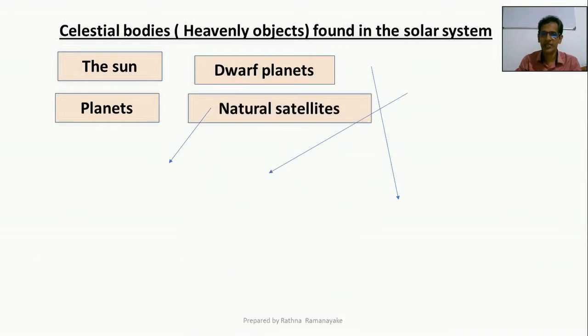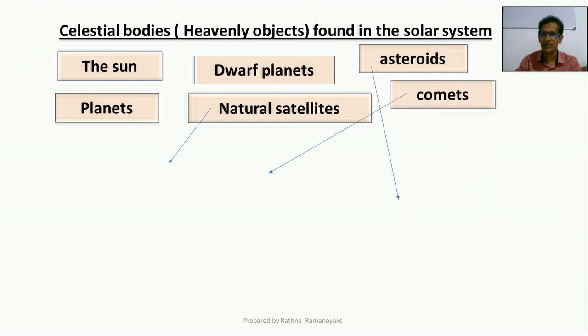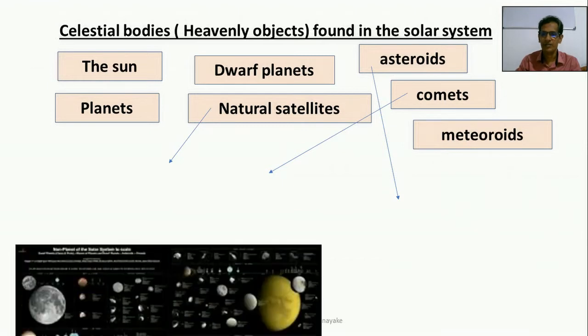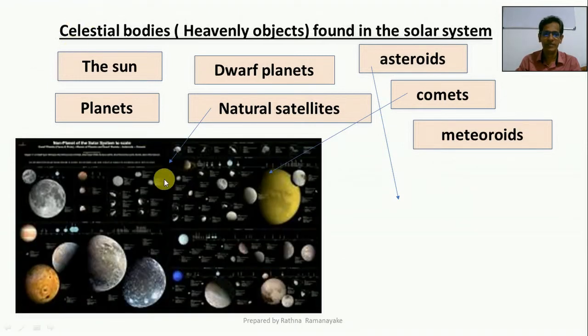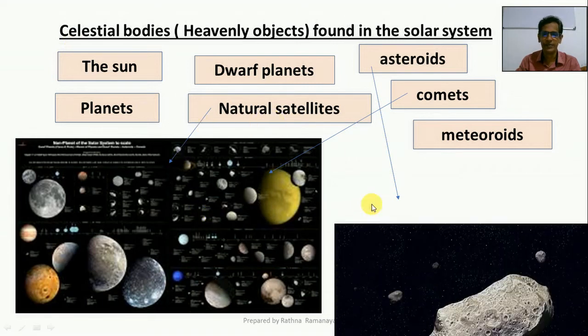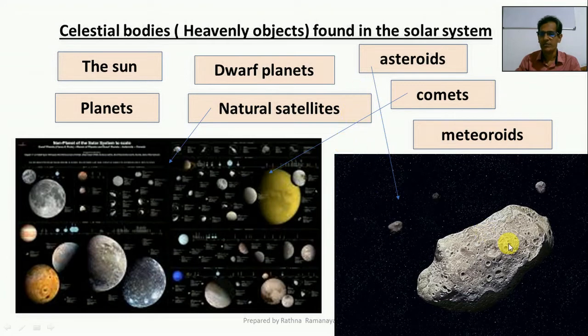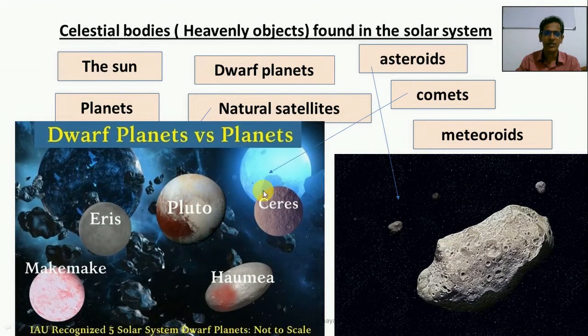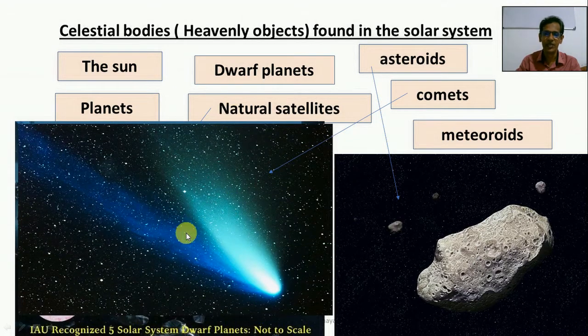Natural satellites, asteroids, comets, meteoroids. Here you can see natural satellites. Asteroids. They are different in shapes and sizes. Here, dwarf planets. You can see dwarf planets. We will discuss these heavenly objects later with details. Here, comets.